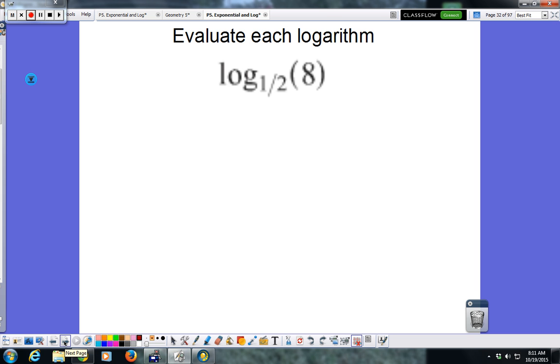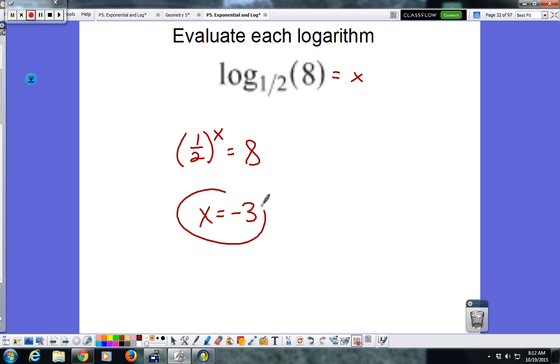Log base 1/2 of 8. Rewrite this thing for me. Equals x. 1/2 to the x power equals 8. We're going to have to do the same thing. We don't need a fraction raised to an exponent, we need a whole number. So your x value here is going to be negative. That's going to flip this, so now you have 2 to powers. 2 to the first power is 2, 2 to the second power is 4, 2 to the third power is 8. So therefore 1/2 to the negative 3 would flip it and raise it to the third power, which would give you 8.